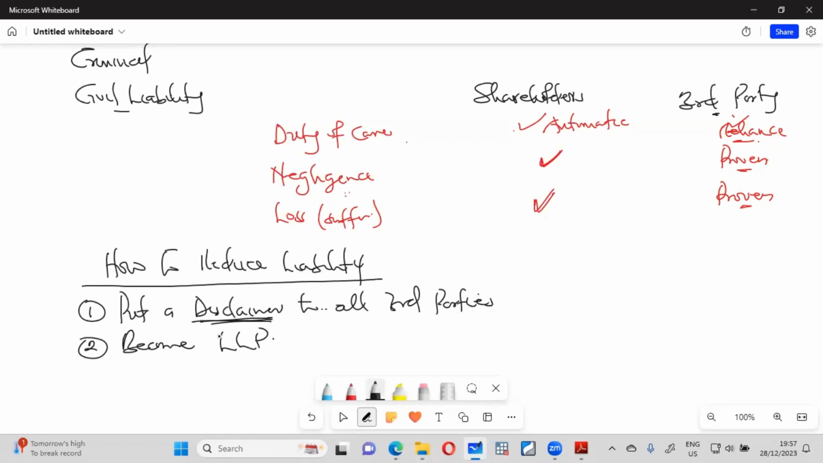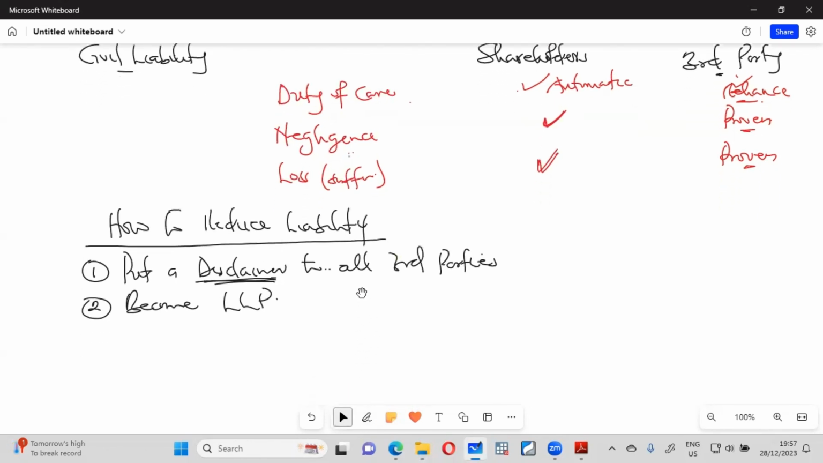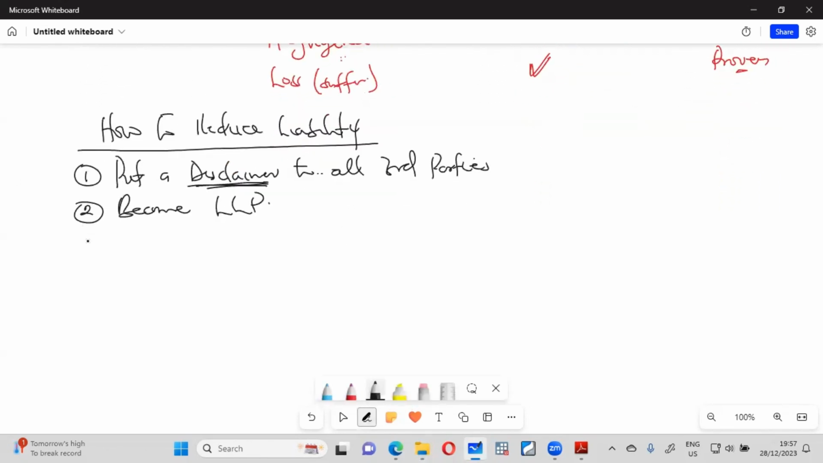I think you've done company law, so you know all these things. Then you can also become a limited liability company, so that you form a company and the liabilities will be limited to the company, not you, the individual. Another one you can do is to do a government set liability cap.